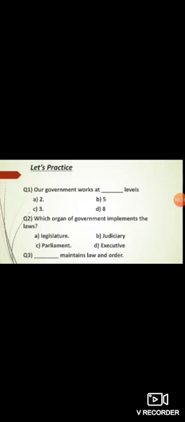Very good. So the last question of this session is: dash maintains law and order. Who maintains law and order? Our government is responsible for maintaining law and order with the help of police.